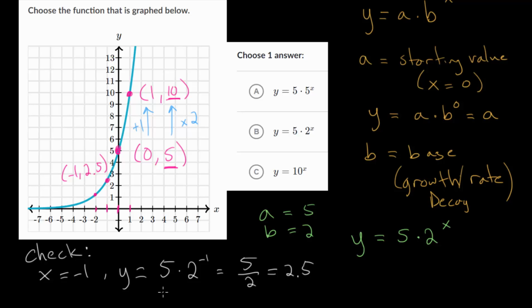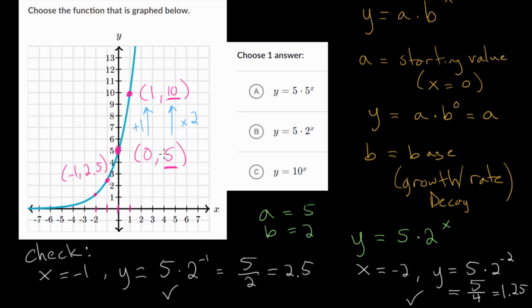So that made sense. Now, if you want to feel very confident, you can check another point. Like I said, we could check this point right here when x is -2. We see that we get y is 5 times 2 to the -2. So this means divide by 2 twice or divide by 4. So you get 5 divided by 4, which is 1.25, which is what I mentioned we would expect to get here. So at -2, it does go through at 1.25.